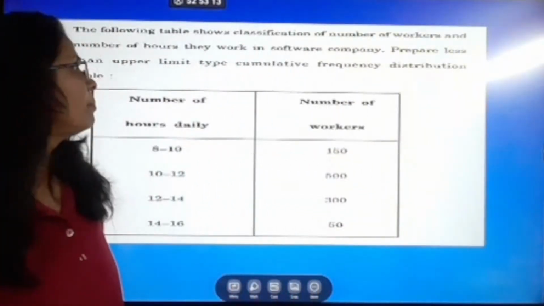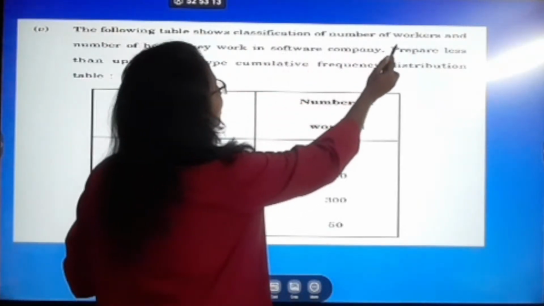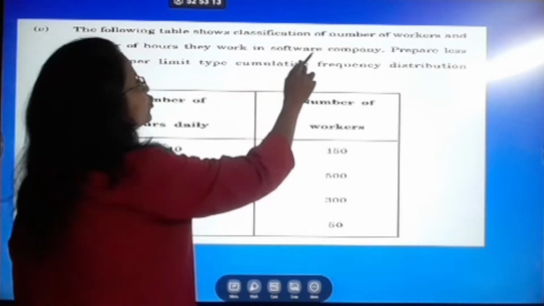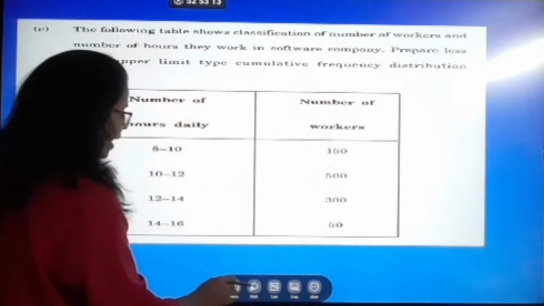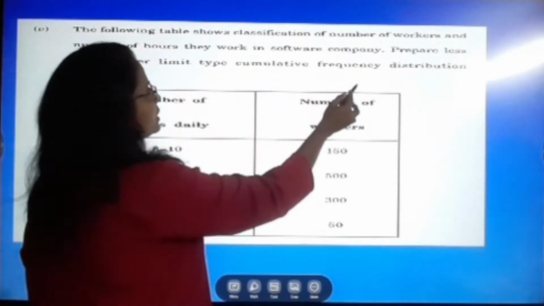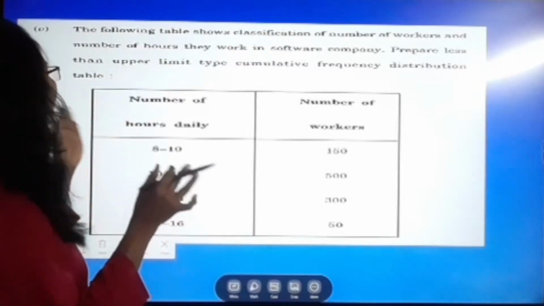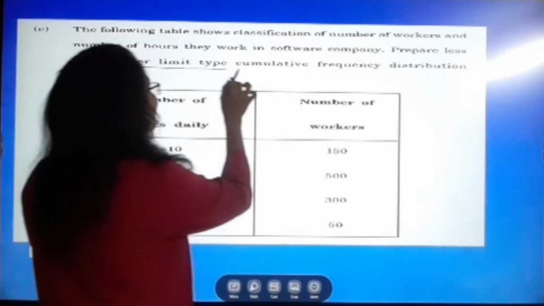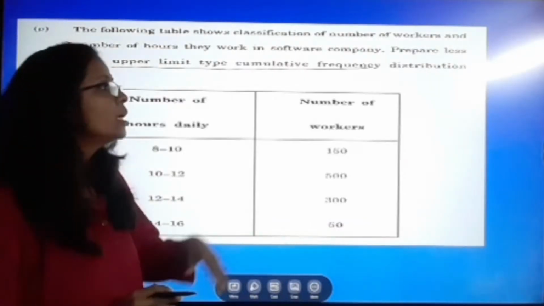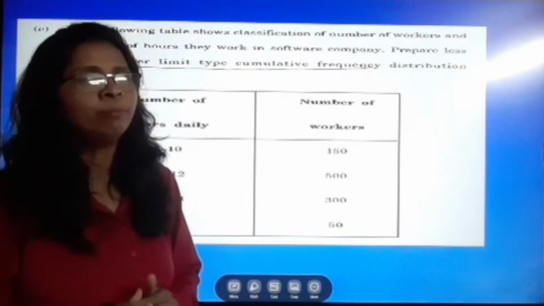See the next example. The following table shows the classification of the number of workers and the number of hours they work in a software company. Prepare a less than upper limit type cumulative frequency distribution table. Yes, students, here we have to find the cumulative frequency, and the cumulative frequency is of the upper limit type.